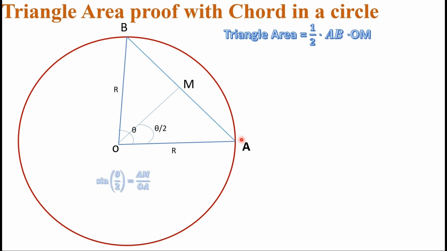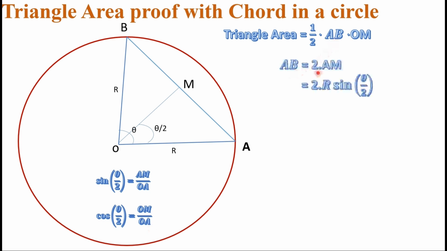Now, if you take the triangle OAM, here M is 90 degrees, right? So you can write sin theta by 2 over here. Sin theta by 2 is AM by the hypotenuse OA, right? So AM by OA. Here OA we know is the radius, so AM will become R into sin theta by 2. Similarly, cos theta by 2 is OM by OA, the adjacent side to the angle over the hypotenuse OA. From here, we can find OM. OM equals OA into cos theta by 2.